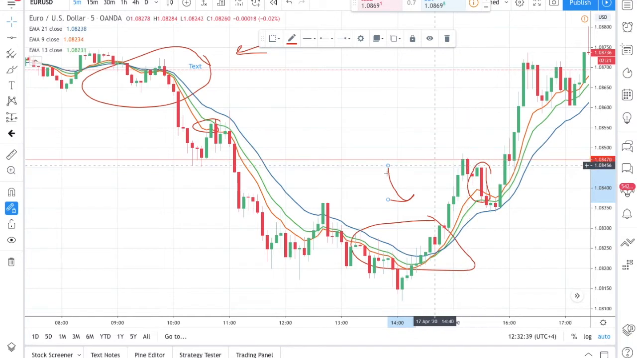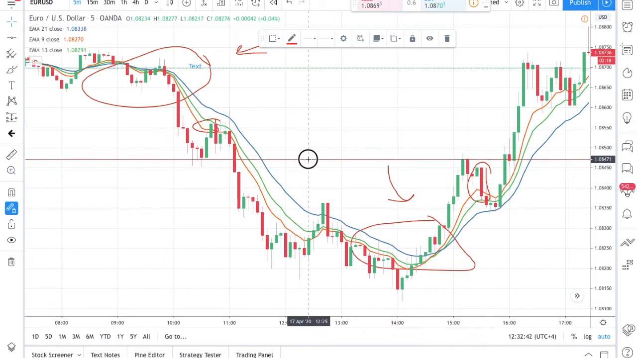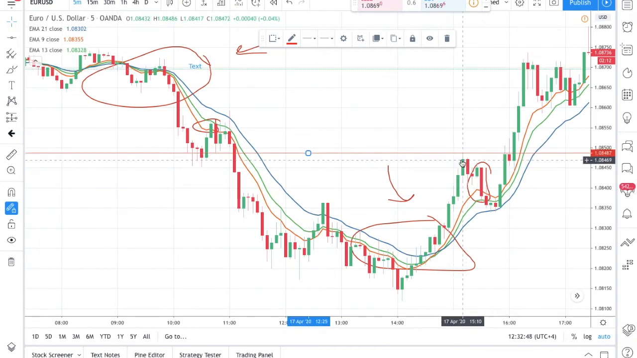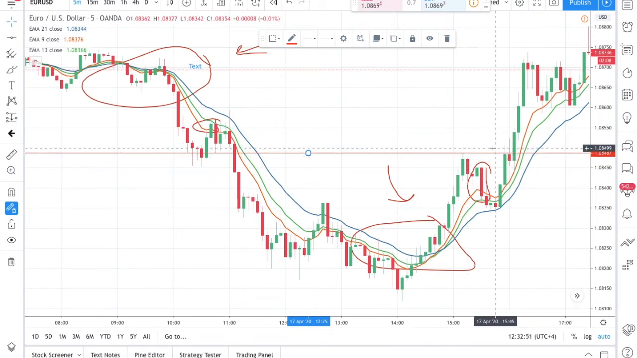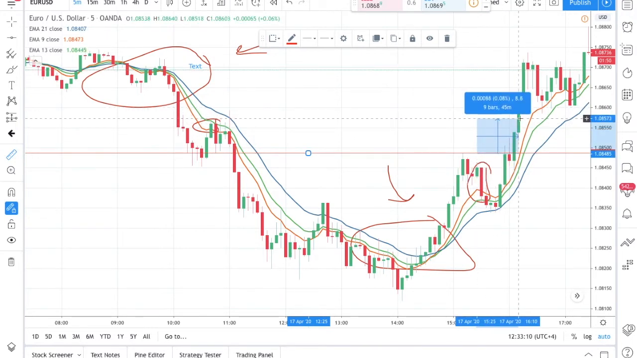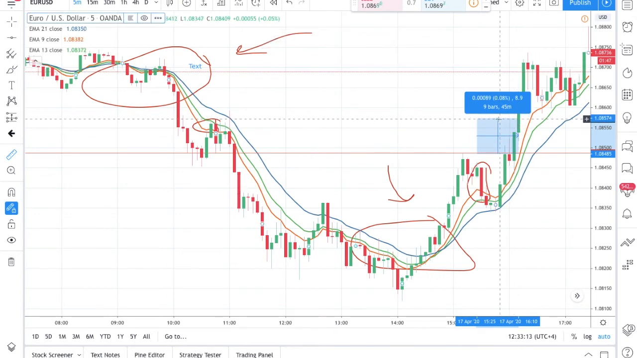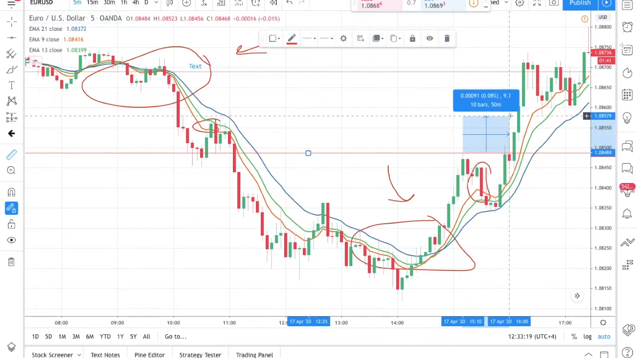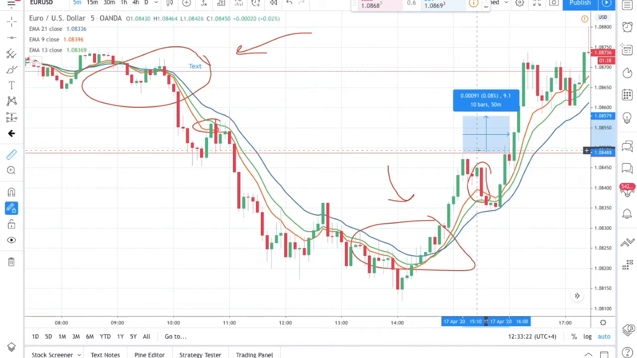So our entry for buy order will be here, this will be our entry. So we have to wait for the market to come somewhere near this level. So we open our buy order, and our take profit will be again 9 pips above our entry point, which will be exactly here.